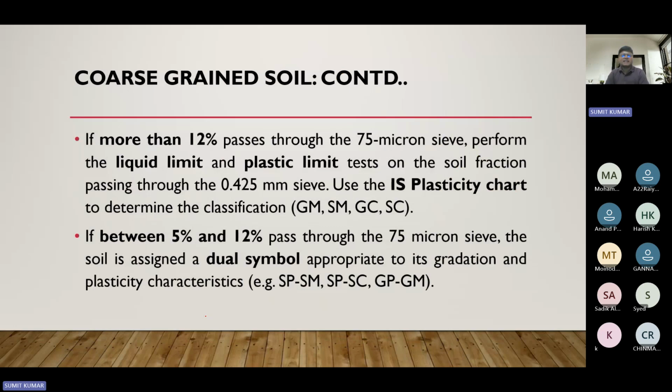Right? If it lies between 5 to 12% passing through the 75 micron sieve, then the soil is assigned a dual symbol appropriate to its gradation and plasticity characteristics, that is SP-SM, SP-SC, GP-GM.